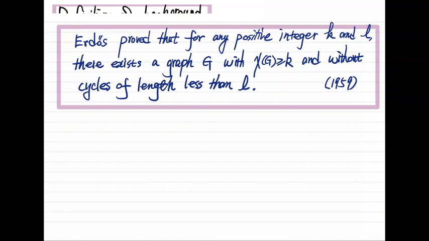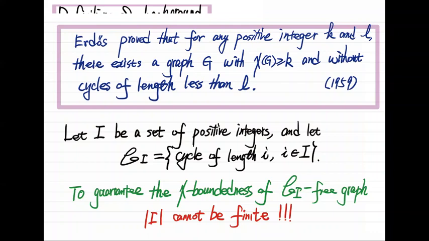Let's first state a theorem of Erdős in 1959. Erdős showed that for any positive integers k and l, there exists a graph G with chromatic number at least k, and G has no cycle of length less than l. This means that one cannot expect a χ-bounded family by forbidding a finite set of cycles. In other words, let I be a set of positive integers, and we use C(I) to denote the set of cycles of length i for each i in I. To guarantee the χ-boundedness of the C(I)-free graphs, I cannot be finite.